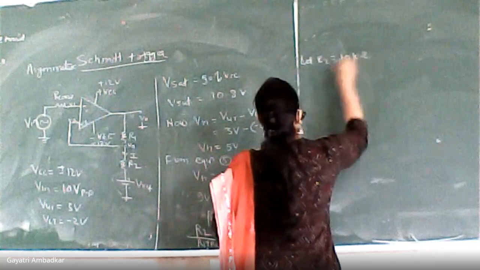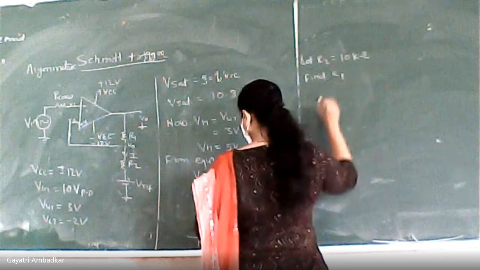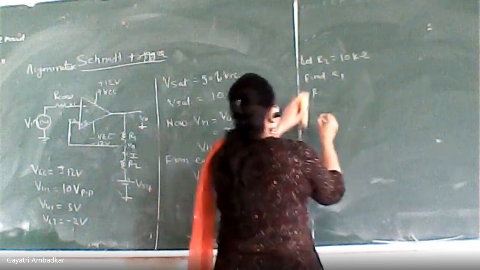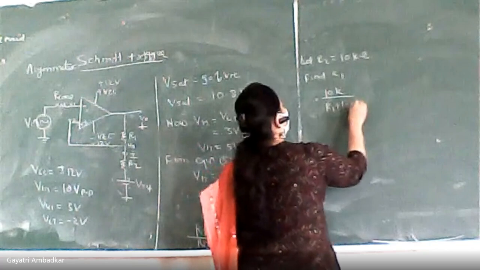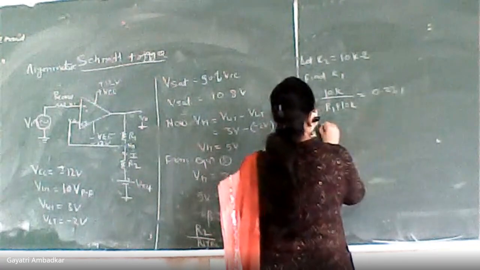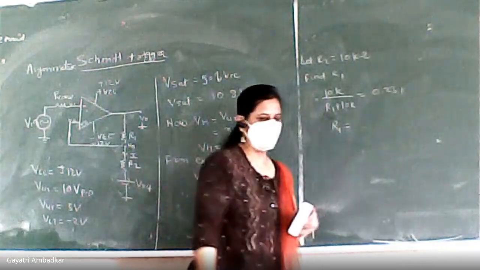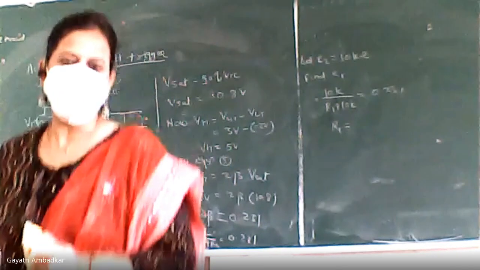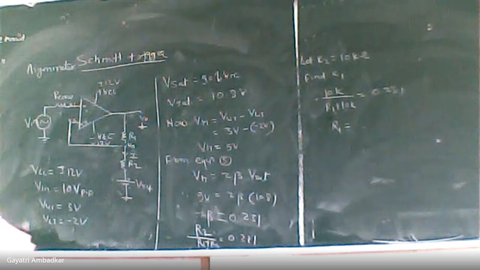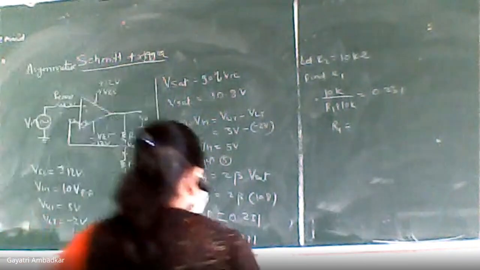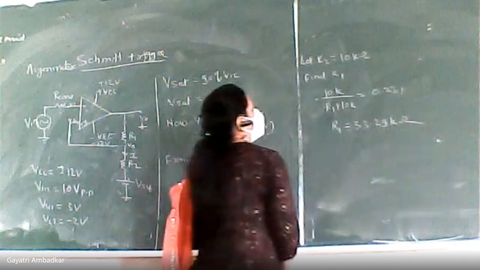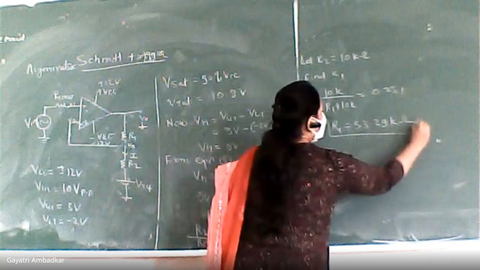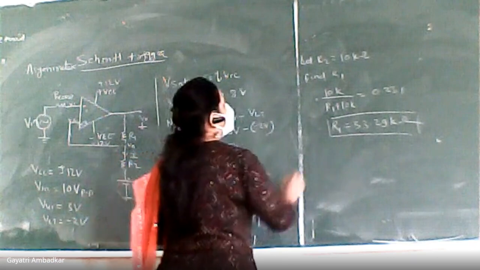Let R2 equal to 10 kilo ohm. Find R1 because you have this ratio: 10K upon R1 plus 10K is equal to 0.231. Therefore, what R1 comes, find out. 33.29 K, correct, whatever you are getting. 33.29 kilo ohm. Okay. So you got R1. You have assumed R2.